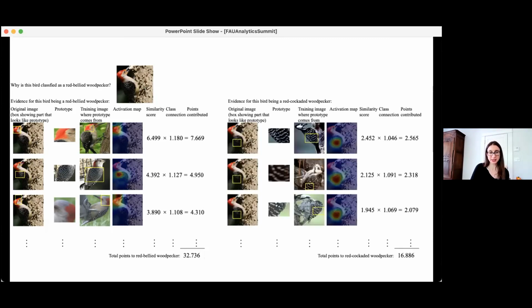So for instance, if we ask what's the evidence for this bird being a red-cockaded woodpecker, it would make comparisons and add up the points. But apparently red-cockaded woodpeckers don't have red heads. So the network is doing its best to compare the similarity on the feathers, but it can't gather the points it could get because of the similarity of the heads. That's why it only gets 16 points, whereas here it gets 32 points and says, oh, this is a red-bellied woodpecker.